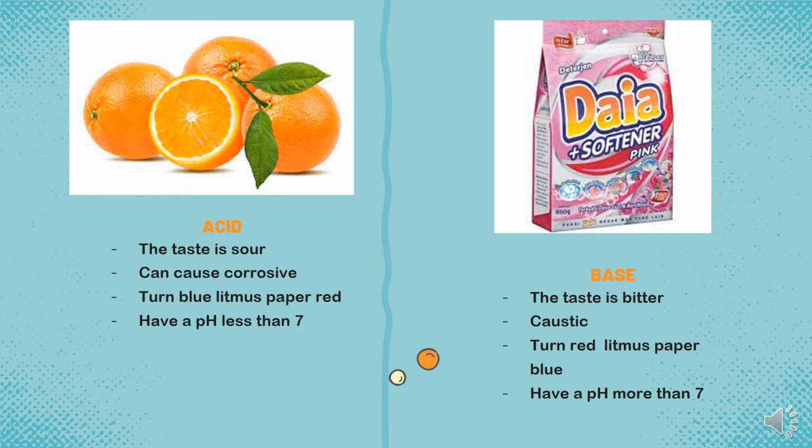Acid has some characteristics such as the taste is sour, it can cause corrosion, it turns blue litmus paper red, and it has a pH less than 7. Meanwhile, we can take detergent as an example of a base. Base has some characteristics as well, such as the taste is bitter, it is caustic, it turns red litmus paper blue, and it has a pH more than 7.